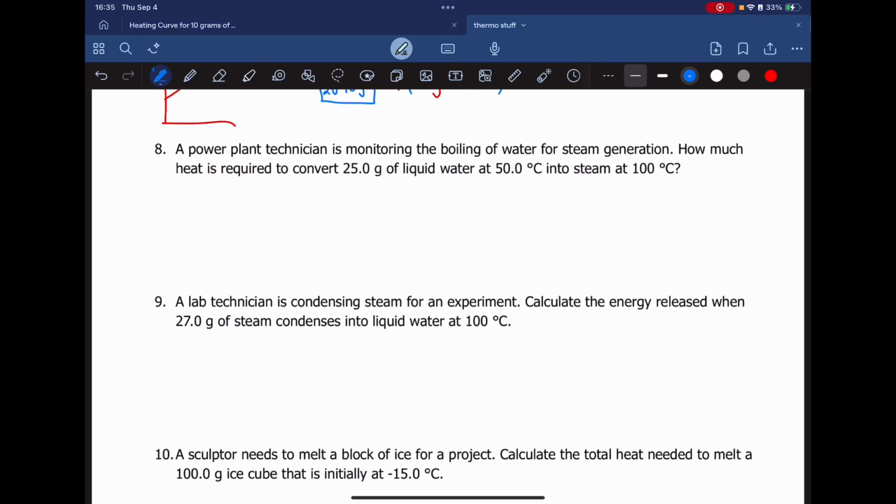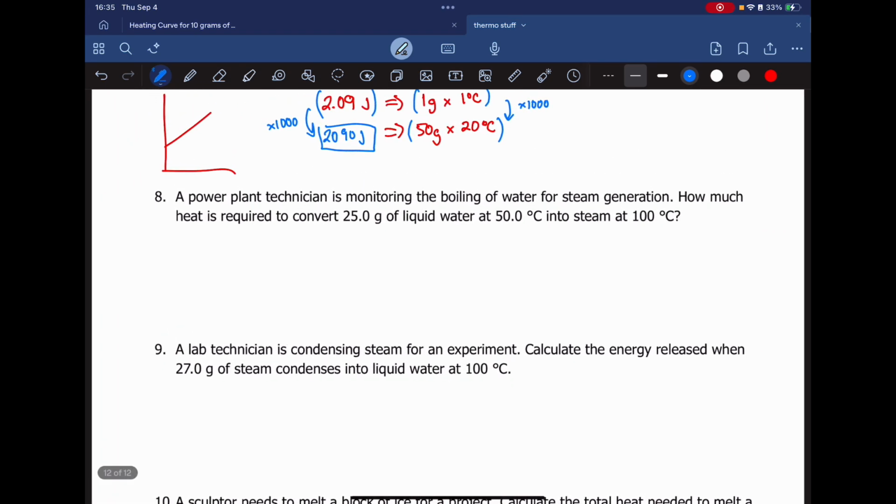A power plant technician is monitoring the boiling of water for steam generation. How much heat is required to convert 25 grams of liquid water at 50 degrees into steam at 100 degrees? All right. So here we do have a two-stepper. I know it's a two-stepper because I'm starting at 50, which is below the boiling point of water, and I'm going from liquid to steam. So there has to be a phase change in there and a temperature change.